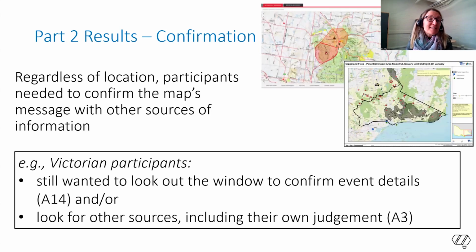And so just as an example, in Victoria, our participants told us that to confirm mapped information, they still wanted to look out the window to confirm event details, or they wanted to look for other sources of information to make sure the mapped information was consistent or maybe was accurate. And they also wanted to use their own judgment to confirm the mapped information.